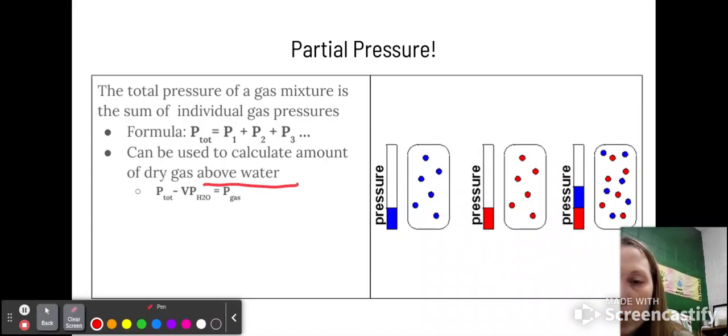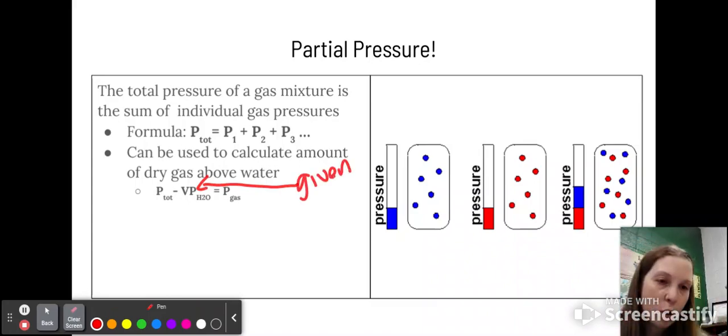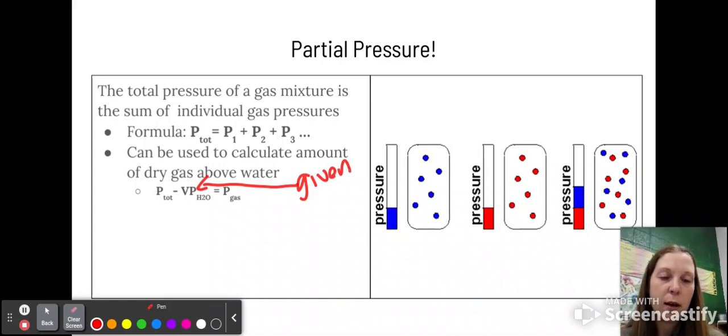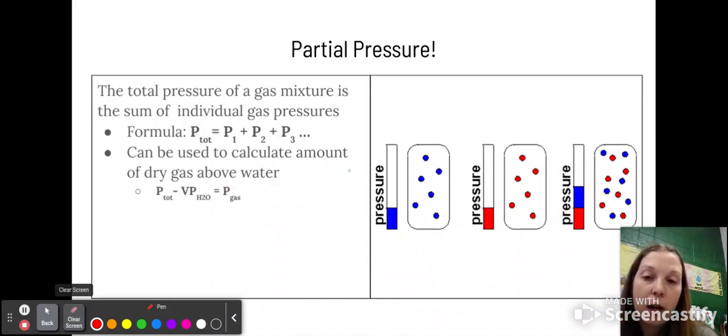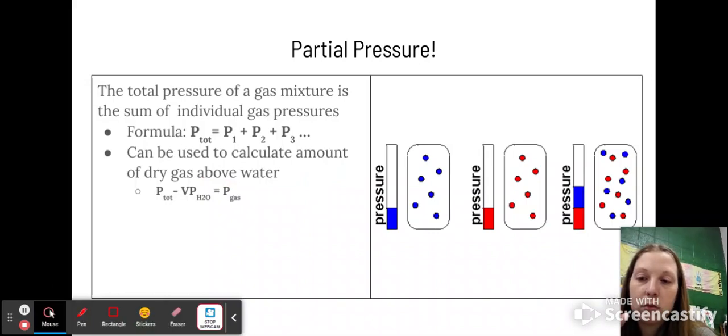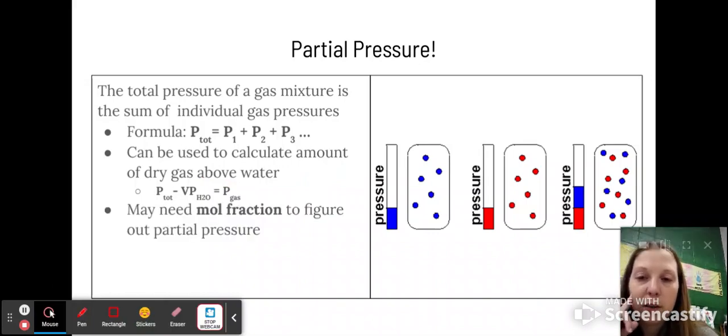So let me draw that. This will be given, as with the total pressure, but I know sometimes you'll see that and might get a little anxious. So the vapor pressure of water will be given, and that's going to equal out to the partial pressure of whatever gas you have.